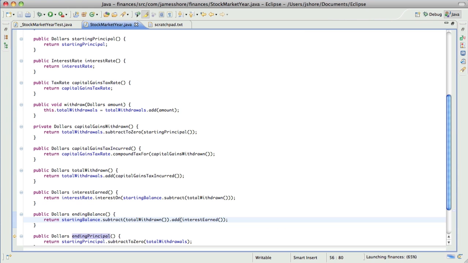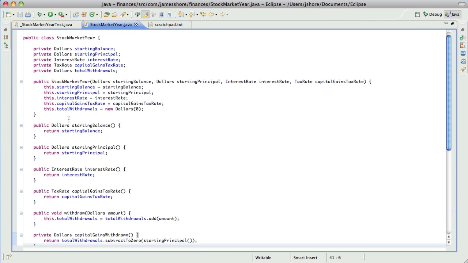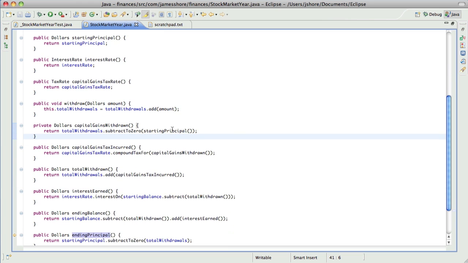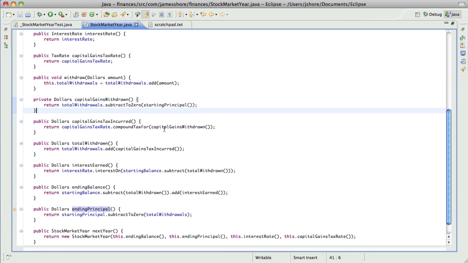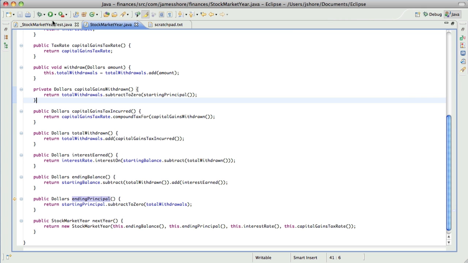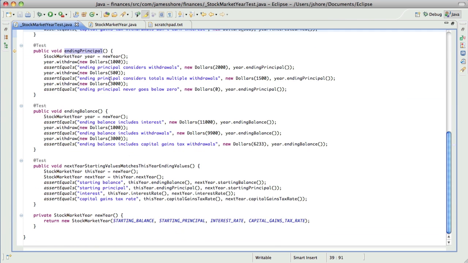All right. Okay, so I think we have actually taken all the primitives out entirely. We've got some nice clean code here. Total withdrawal, subtract zero, starting principal. This could possibly be cleaned up a little bit, but wow, compare this to what we started with and how confusing it was. I'm really happy with this code.